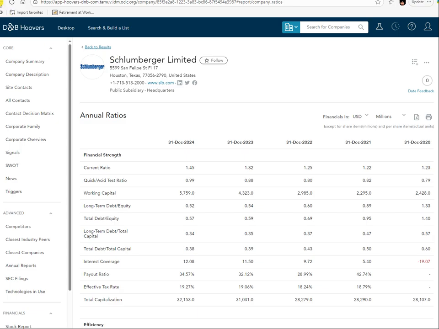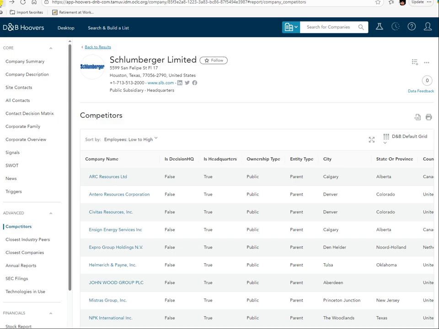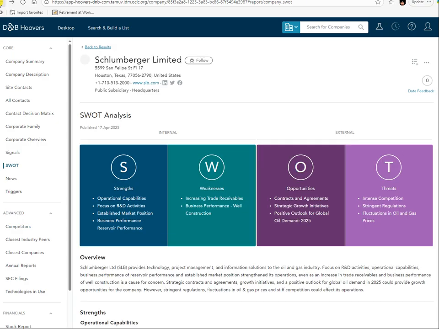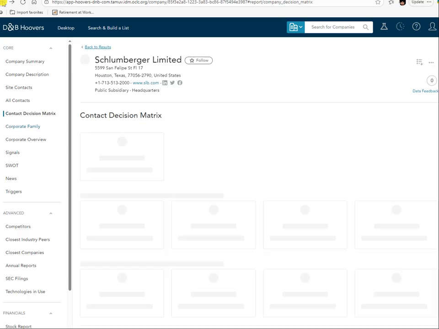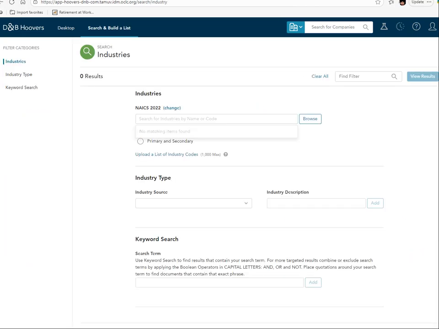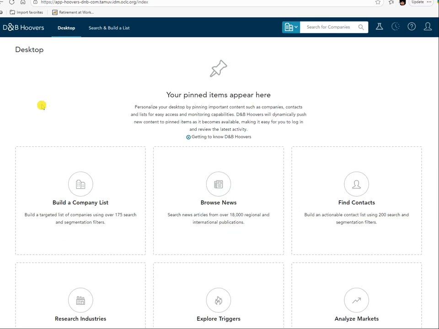Of course, as I said, you can always check public companies, but it also covers private companies as well. And also, you can use the DB Hoovers to research industries. Right? You can check the industry.